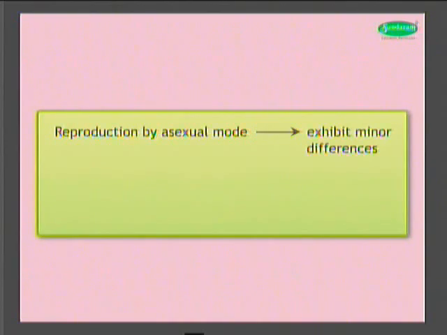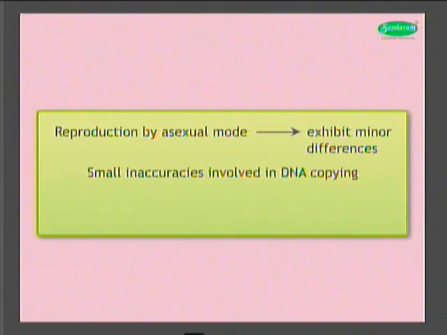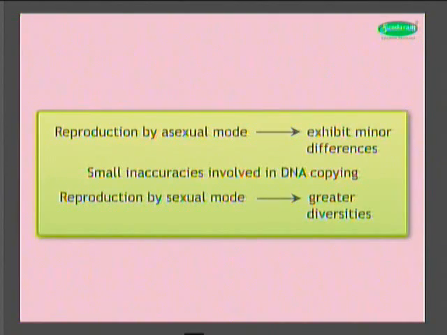In asexual mode of reproduction, the individuals produced are very similar to one another and are with minor differences because of small inaccuracies involved in DNA copying. But when the mode of reproduction is sexual, then greater diversities will be generated. This can be explained when we discuss the laws of inheritance.